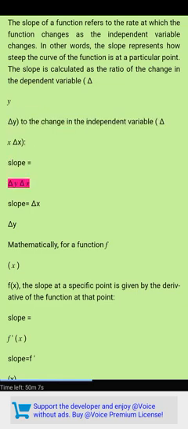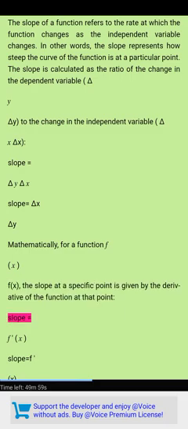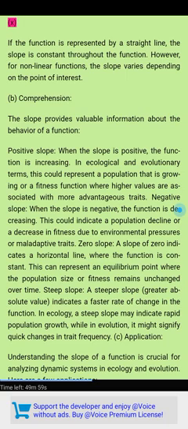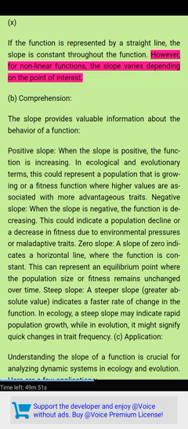Slope equals delta y over delta x. Mathematically, for a function f(x), the slope at a specific point is given by the derivative of the function at that point: slope equals f'(x). If the function is represented by a straight line, the slope is constant throughout the function. However, for nonlinear functions, the slope varies depending on the point of interest.